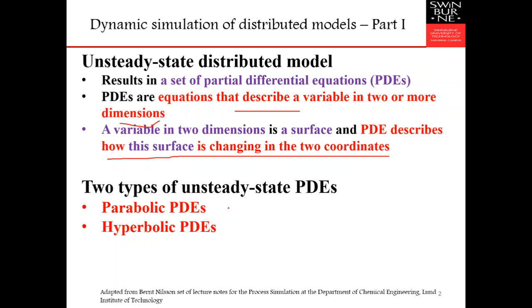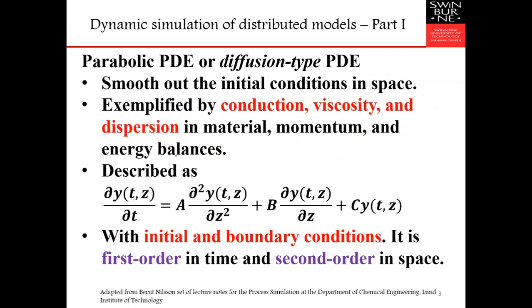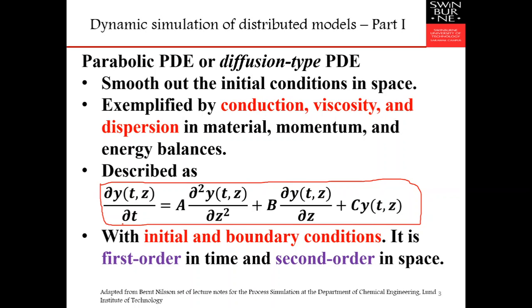There are two types of unsteady state PDEs, parabolic and hyperbolic PDEs. A parabolic PDE, or diffusion type PDE, can be physically thought of as an equation that smooths out the initial condition in space. In reality, phenomena that can be described by this PDE are conduction, viscosity, and dispersion in material, momentum, and energy balances. This equation shows the general form of the parabolic PDE, where it is first order with respect to time and second order with respect to space.